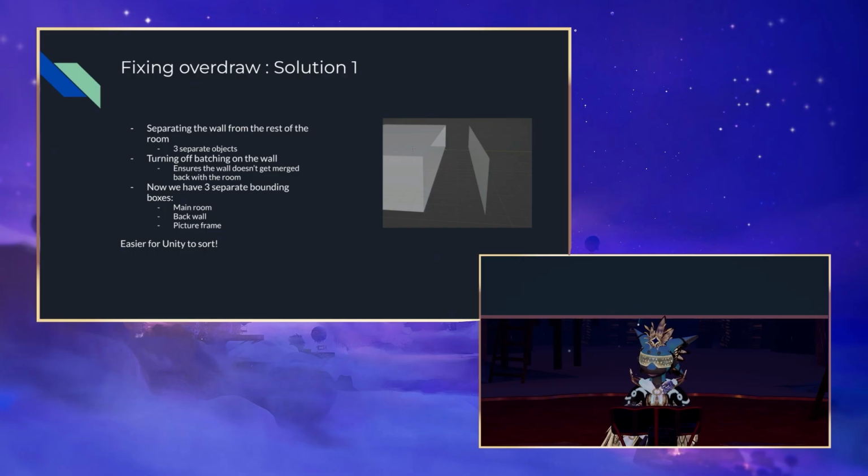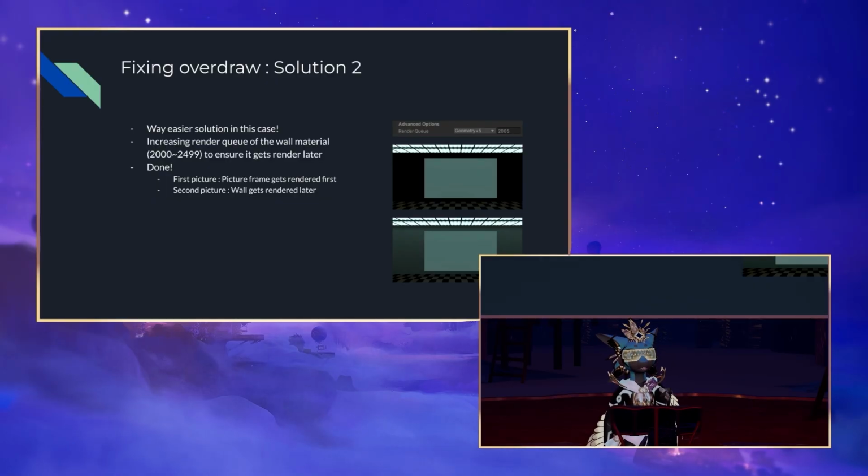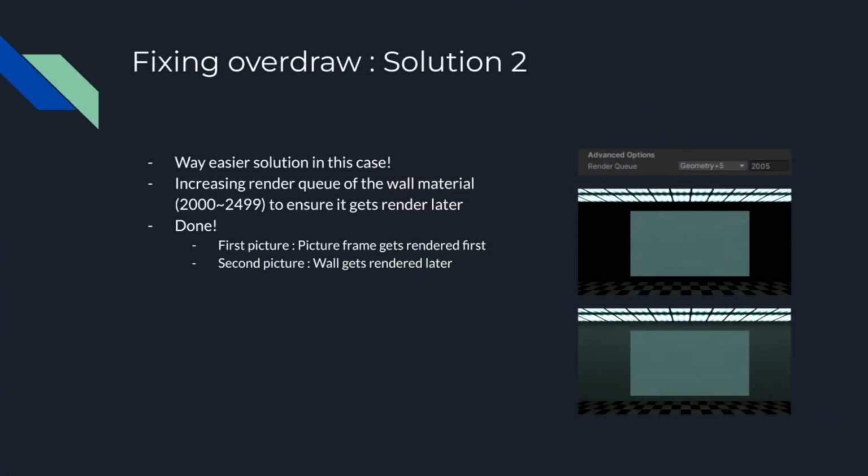There's a second solution. This is the solution I would recommend. In this particular case, it's just increasing the render queue of the wall. If I set the render queue of the wall to, for instance, 2005, 2000 being the default value for opaque geometry, well, then the room gets rendered later, and we can see it in the frame debugger. So we can see that first the picture frame gets rendered. In the next picture, we can see that the wall gets rendered. So here we have front to back sorting, everything is sorted properly, and we have no more overdraw issue.